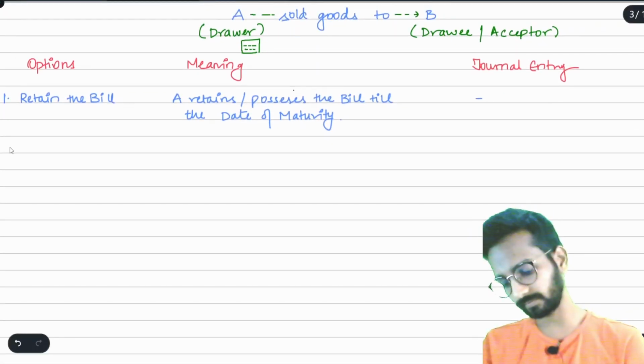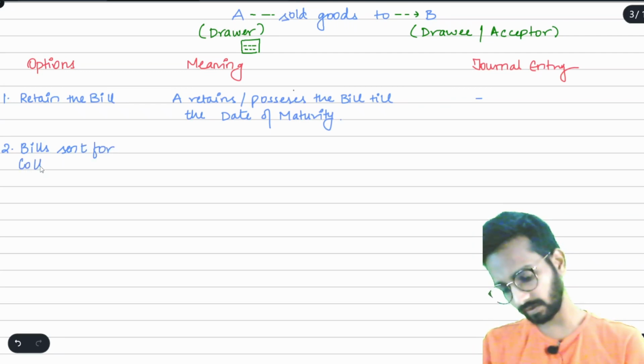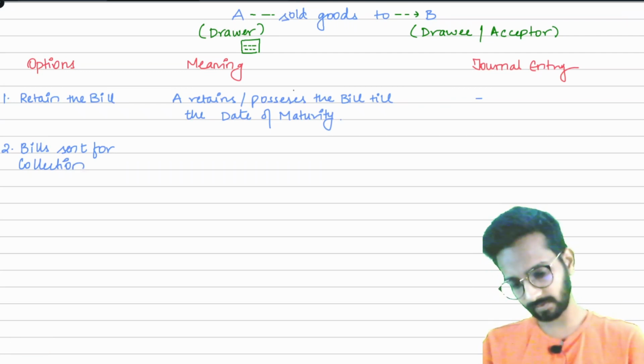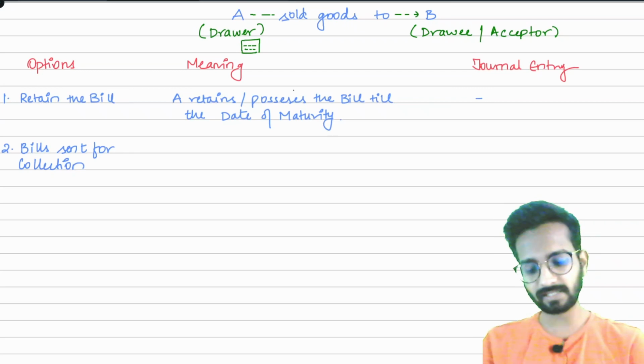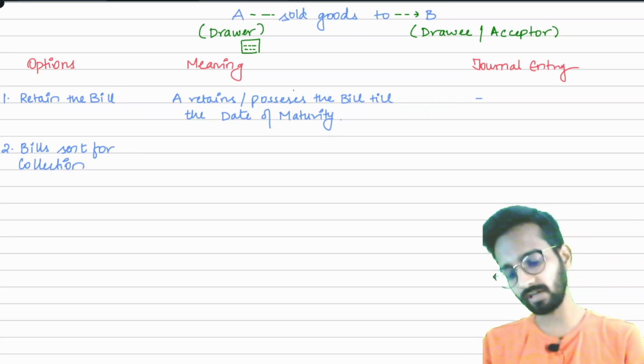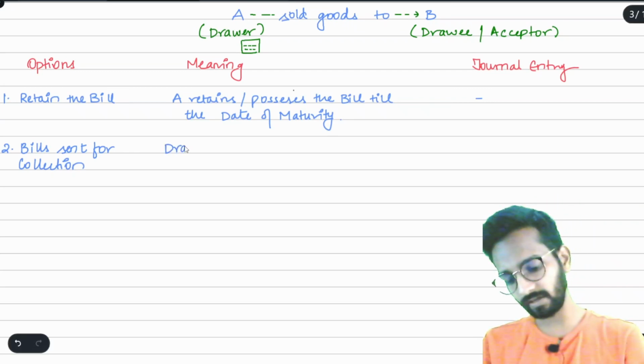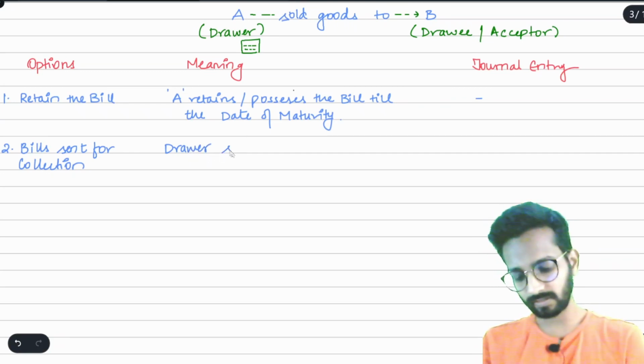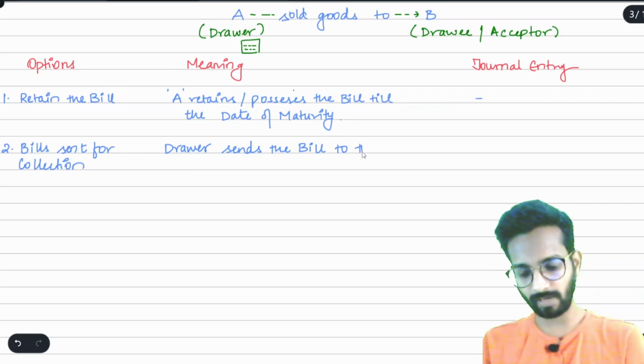Second scenario is bills sent for collection. If bills are sent for collection, what does it mean? See, what does A do? Our drawer A, drawer sends the bill to the bank.